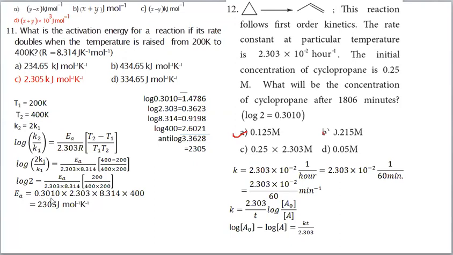EA is equal to 0.3010 into 2.303 into 8.314 into 400. This 0.3010 is the log 2 value. These values change here. Log 2 value is 0.3010. The remaining values are as written. Then we can multiply these four values and we will get the answer.